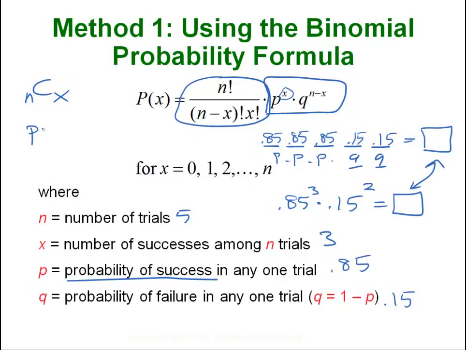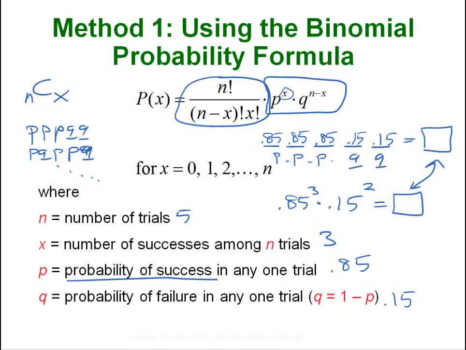So it's counting up P, P, P, Q, Q, but it's also counting up P, Q, P, P, Q, etc., etc., etc. Right? All the different ways you can rearrange those P's and Q's. That's what this combination does. It counts up all those ways.